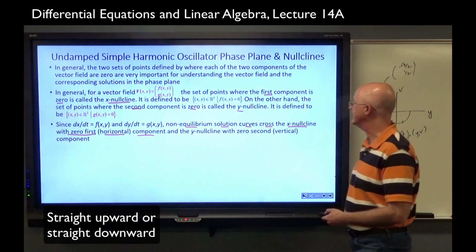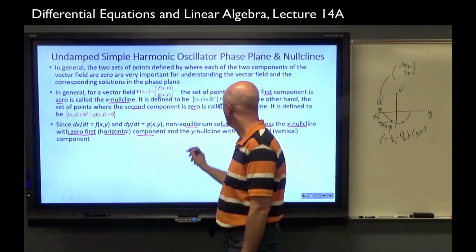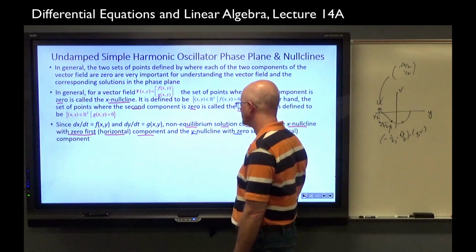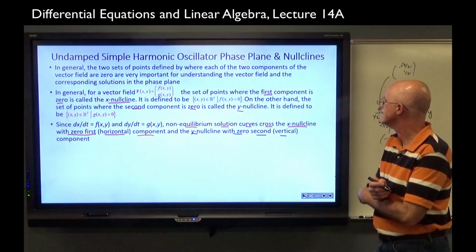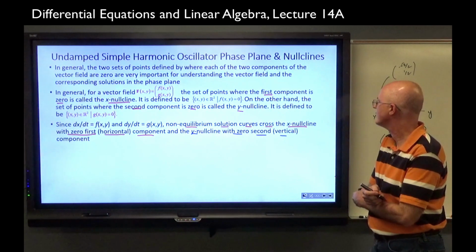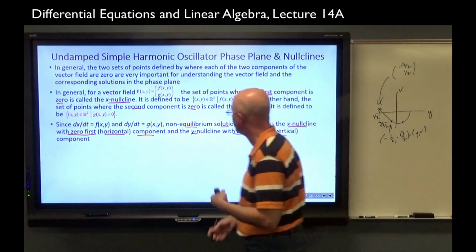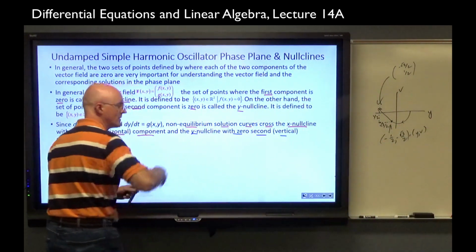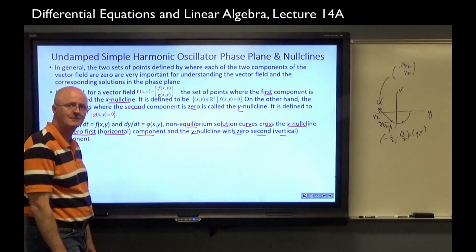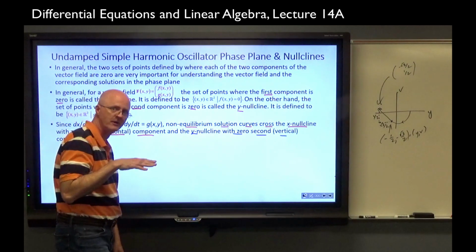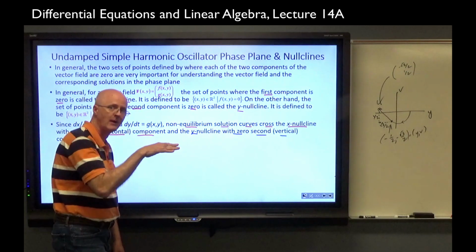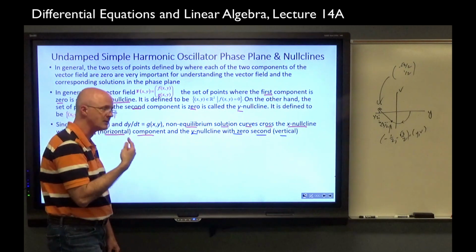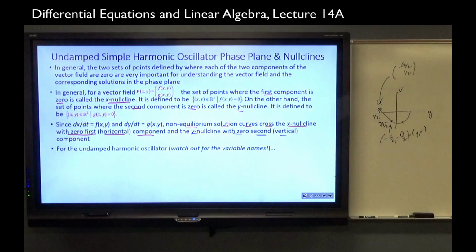And the y nullcline, with zero second or vertical component: they have to cross the y nullcline horizontally is what that means. The vertical component of the velocity vector of the solution curve is zero. It's got to point to the right or to the left. You have to cross y nullclines that way.